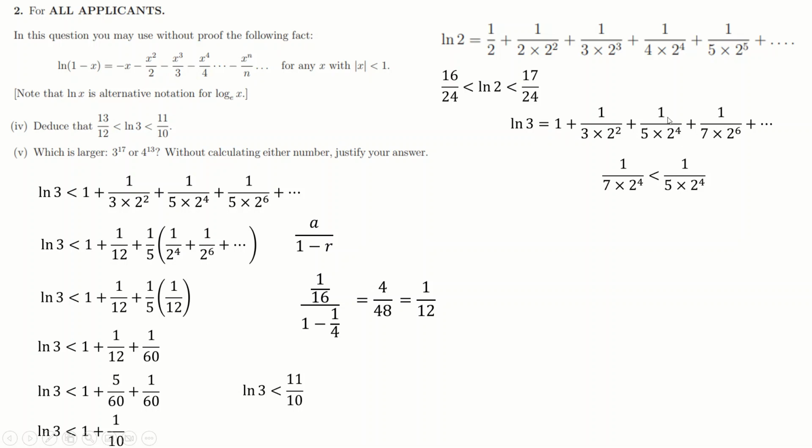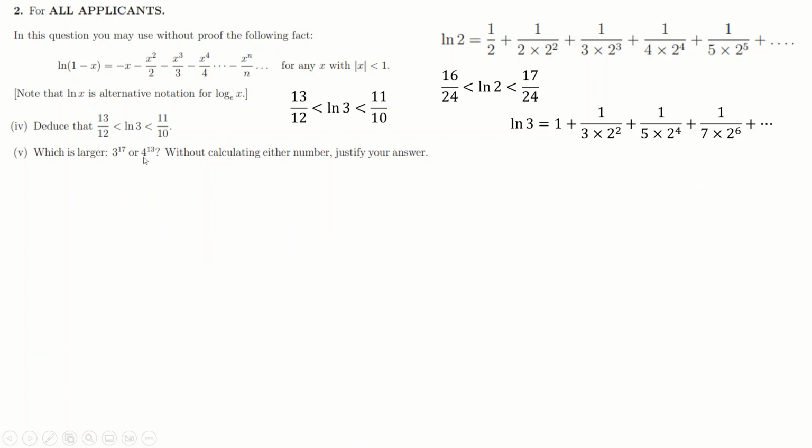In fact, I think I can just ignore all of these and just have these two, and say log 3 is definitely bigger than just these two. Sort those out, and you end up with the right bound as well. And so now we have a good bound below and above. And now, final bit of the question, which is larger, this or this?